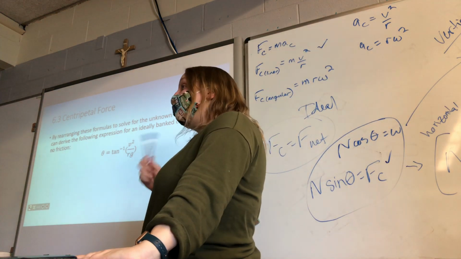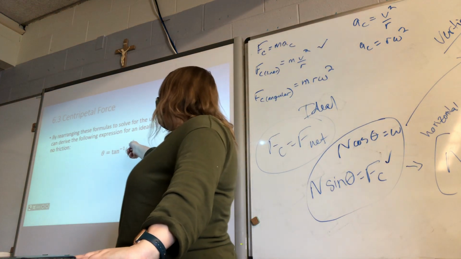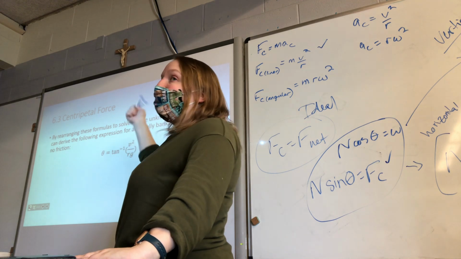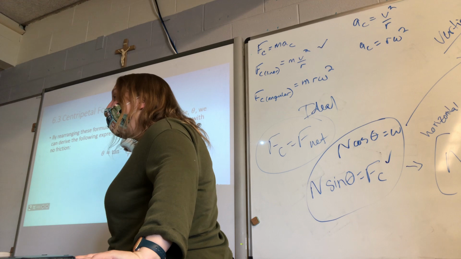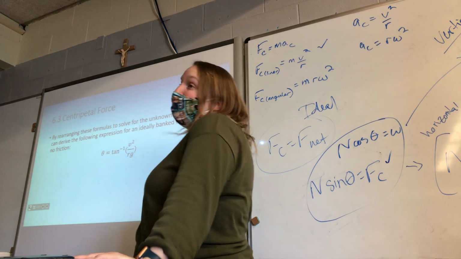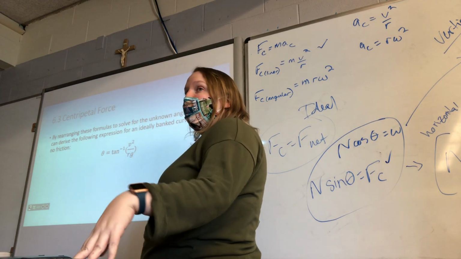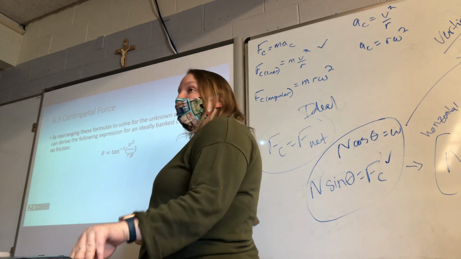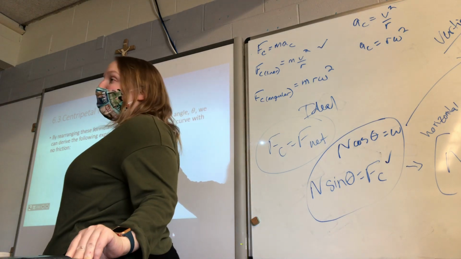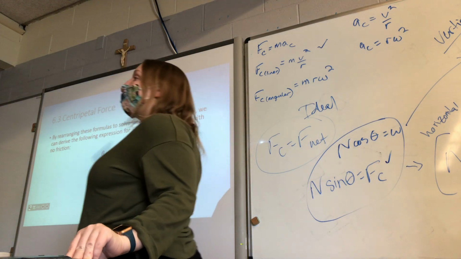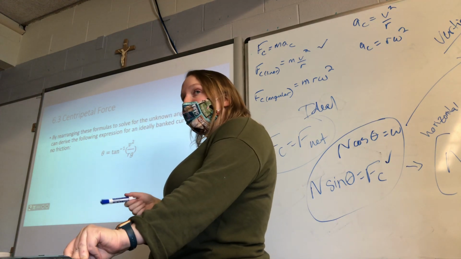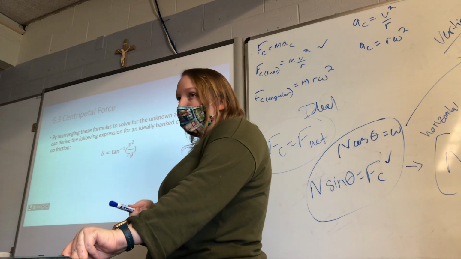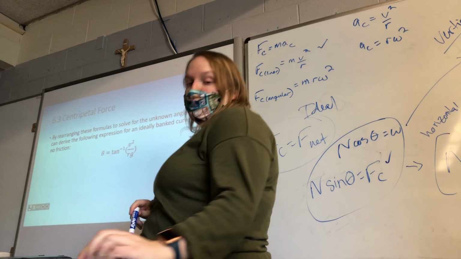Now, just like before, if I know information like W, can I do some substitutions into this little thing to get W instead of V? Absolutely. You know that V equals R times W, so could you plug in RW squared instead? 100%. Many approaches to the same problem, and that's okay. Okay.